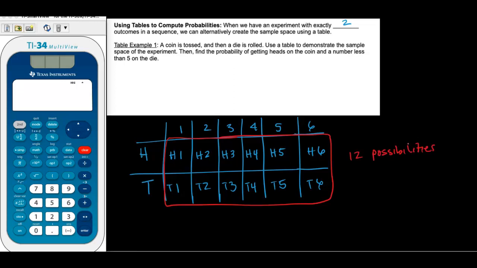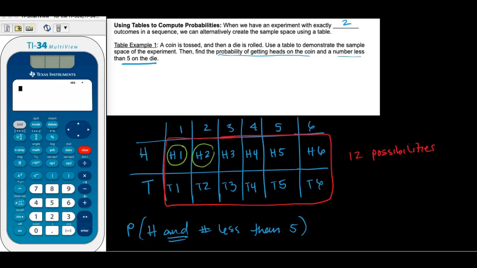You can see this is very easy to see, just like a tree diagram. And now we can use this to find some probabilities. This question asks us to find the probability of getting a heads on the coin and a number less than 5. Notice we have the word and, so both have to be true in order for me to count it. So I'm going to look for any outcome where I see an H and a number less than 5, like an H and a 1, an H and a 2, H and a 3, and H and a 4. I'm not circling H and 5 because less than 5 means not including 5.